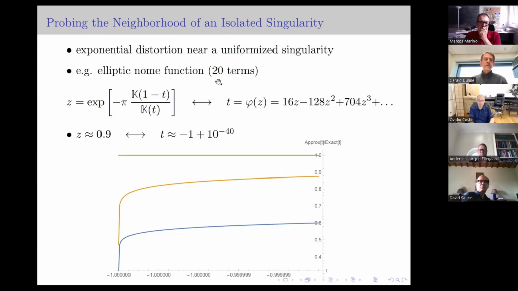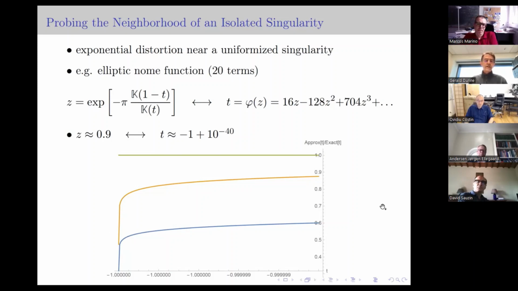So here's an example of a single isolated singularity, which I put at, I see I'm calling the Borel variable t now, sorry, I was calling it p before. I've located it at -1. You make this elliptic gnome function transformation, that's the uniformizing map. And now I'm plotting here the ratio of the approximate function to the exact function using 20 terms. So approximate means you start with 20 terms.